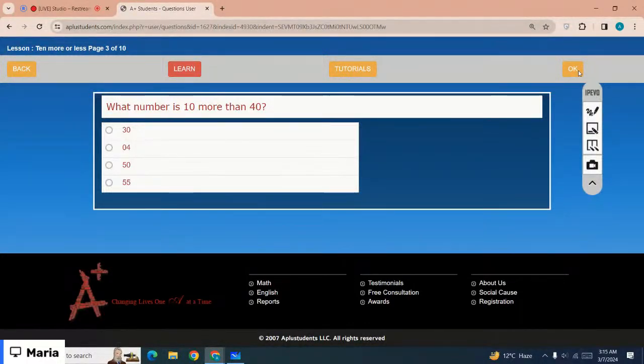Which number is 10 more than 40? Which is the correct option? 10 more than 40 means you need to add 10 to 40. Yes, the correct option is 50. Very good.